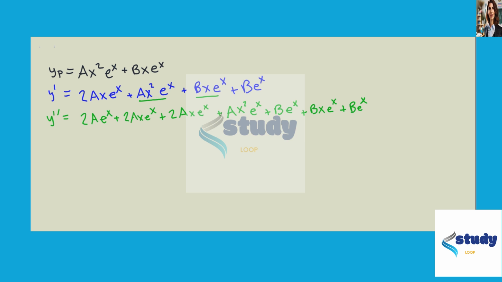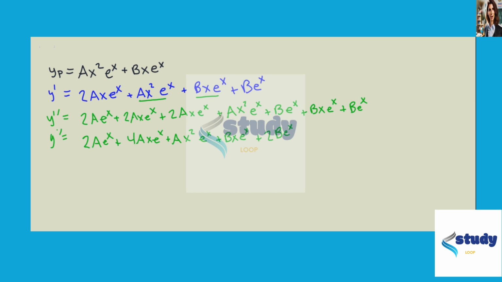So now I'm going to combine my like terms for y double prime, and I get 2a e to the x plus 4ax e to the x plus ax squared e to the x plus bx e to the x plus 2b e to the x. And now I plug it into my original equation.